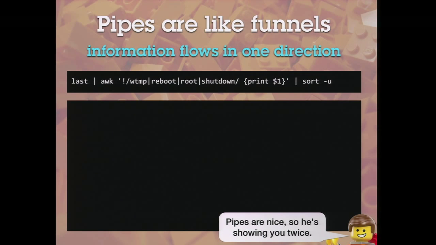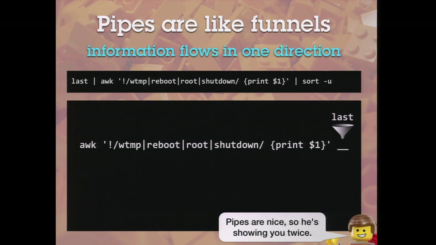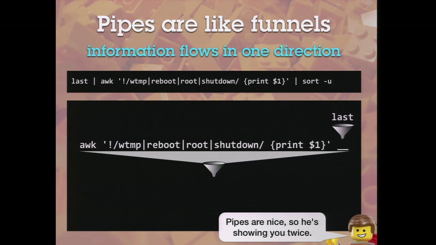If you think of a pipe as a funnel with output flowing downward, it would look kind of like this. Last runs, and its output is funneled down into the implicit input of the awk command. You know how with commands usually the input is at the end, so the pipe just puts it there. That command runs, funnels its output down to the sort command, and then we get the result. So, is that clear to everybody?